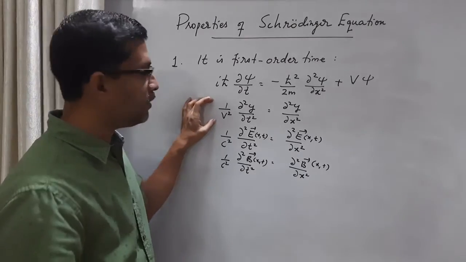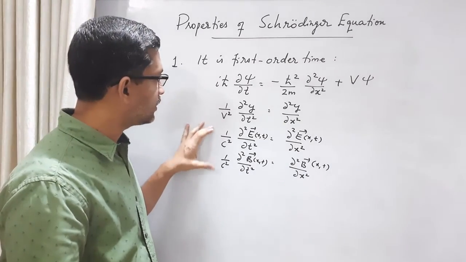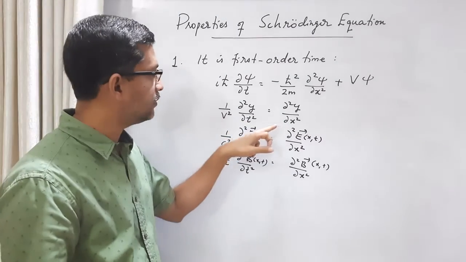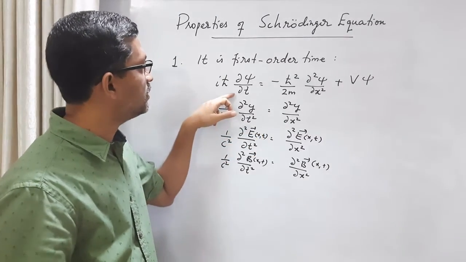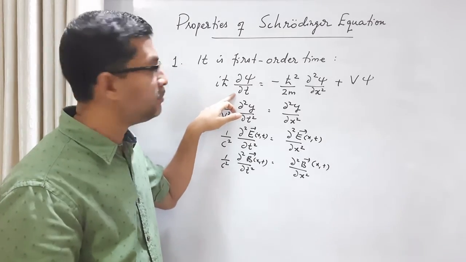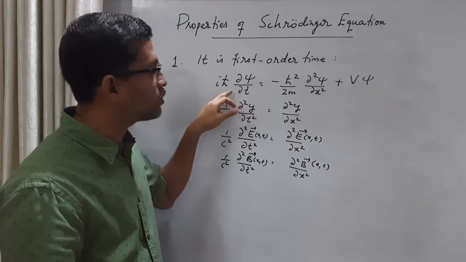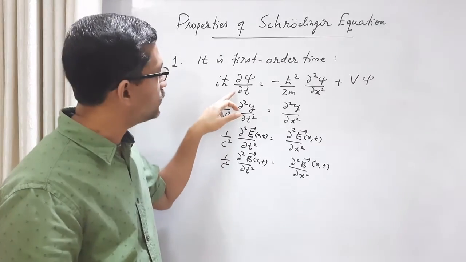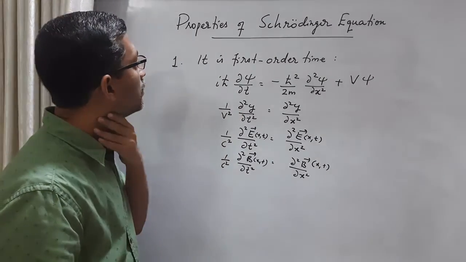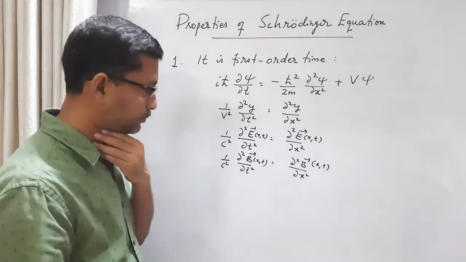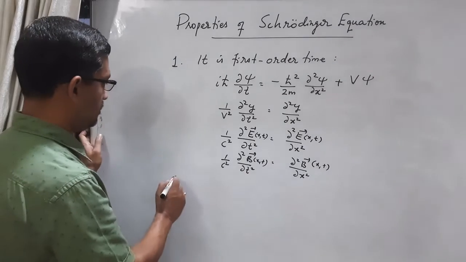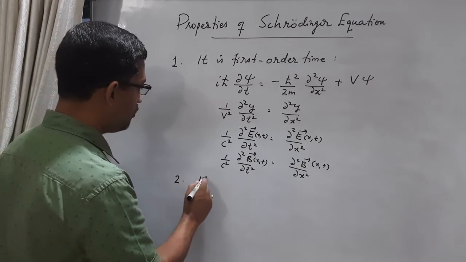So in the case of a wave on a stretched string and electromagnetic waves, you have a second order time derivative and a second order position derivative, whereas in the case of the matter wave equation in the non-relativistic regime, that is the Schrodinger equation, we have a first derivative in time. So that is a unique property. It's first order in time. And the second property is that it is homogeneous.